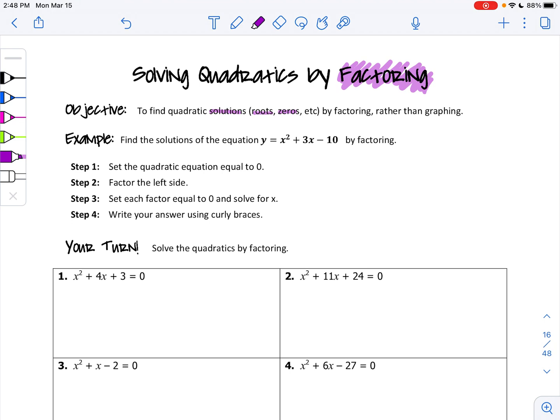So the steps to do this is first, you want to make sure that your quadratic is set equal to 0. Then you're going to factor the left side, and then you're going to set each factor equal to 0 and solve for x. And then you write your answer. Let's take a look at these steps in action.